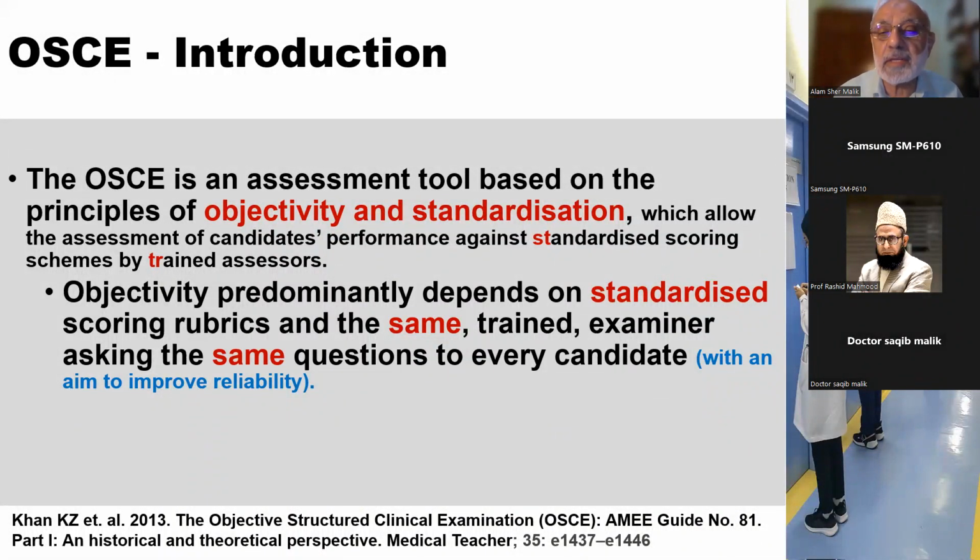Objectivity predominantly depends on standardized scoring rubrics, which are used during OSCE, and it is the same trained examiner who is examining or assessing all the students by asking the same questions or same task. So that's how the objectivity of the OSCE is achieved, and standardization by using the same examiner, same questions, and same scoring scheme.